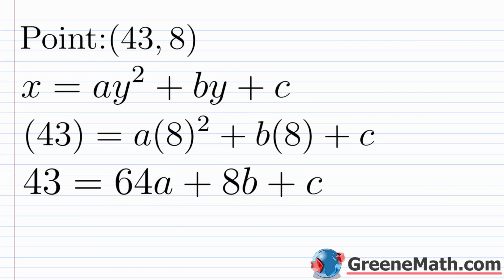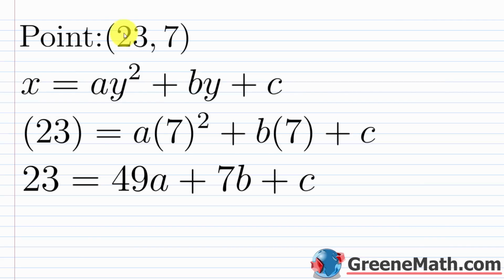And then our other point is going to be 43 comma 8. So the x value is 43. So again, that's going to be over here now. So that means we're going to have it right there. Then the y value is 8. So that means we have that right there and right there. So we're going to plug in there and then there. So that gives us 43 equals 64a plus 8b plus c. The final point we're given is 23, 7.